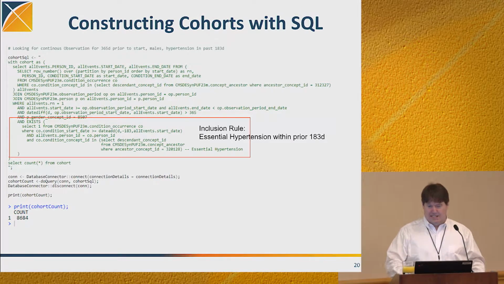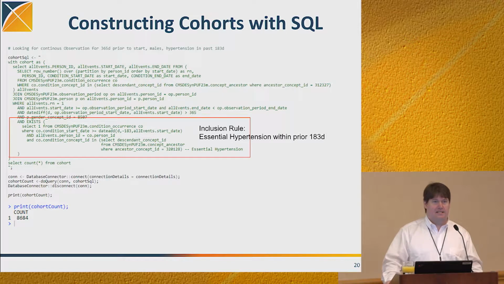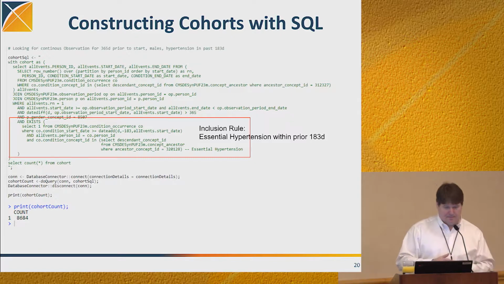So that's this large chunk that's leading to another query saying, okay, I'm going to query the condition occurrence table again, but this time I'm going to look for that person, that there was a different code in the last 183 days, and that they had to have essential hypertension. So this query is starting to get complicated and bigger, right? And so I did this, and out of my 2.3 million people, I got 8,600 something people.